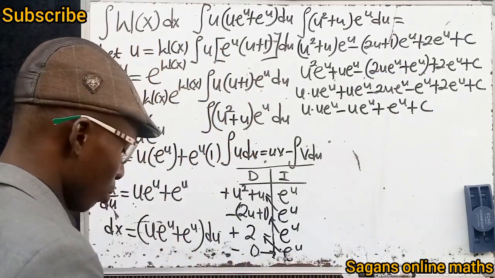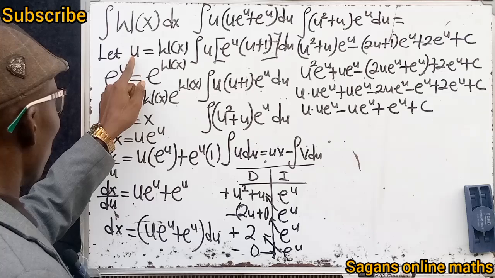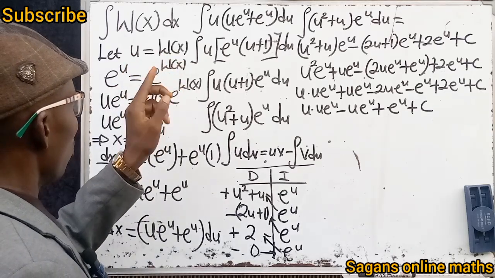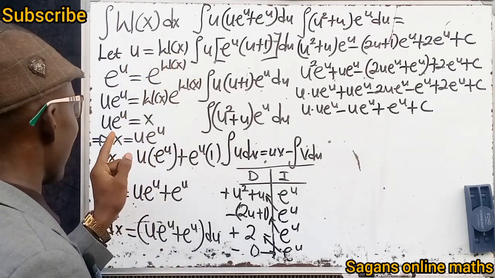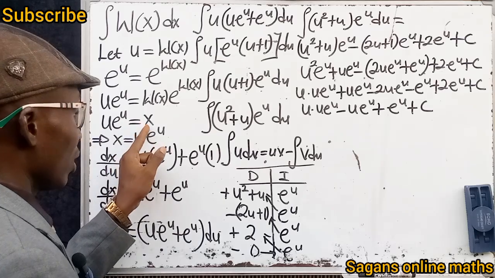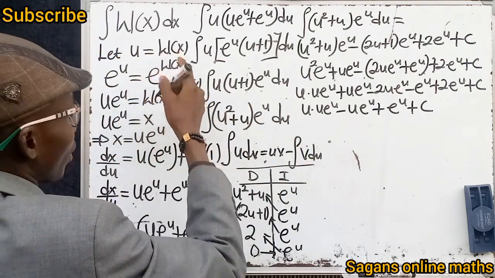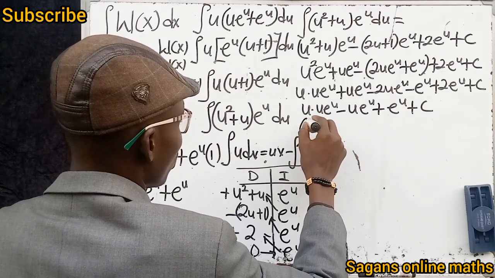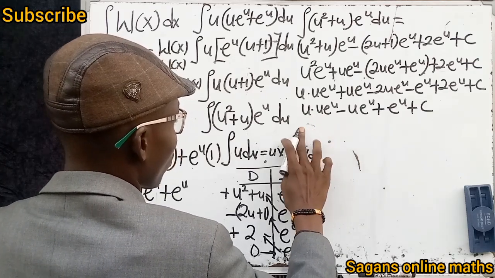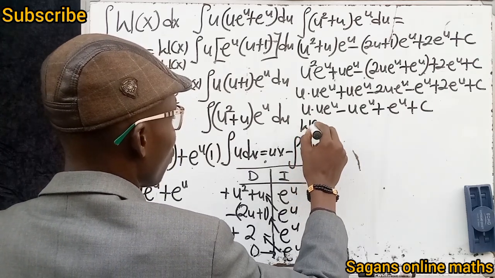Let's go back to our question. Remember, we said that let U equal the W function. So anywhere we see U, we're going to put the W function. Remember that U multiplied by e raised to the power of U is x. That means U is what? U is the W function of x. So you have the W function of x.